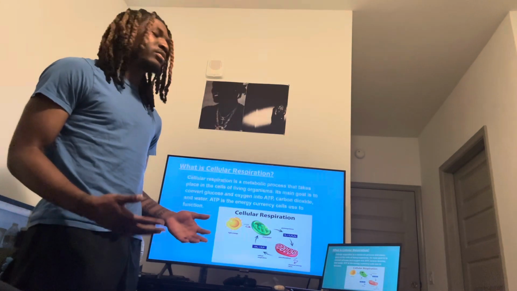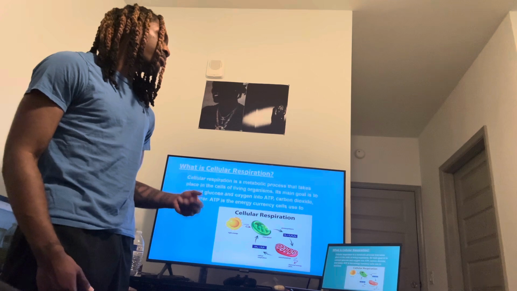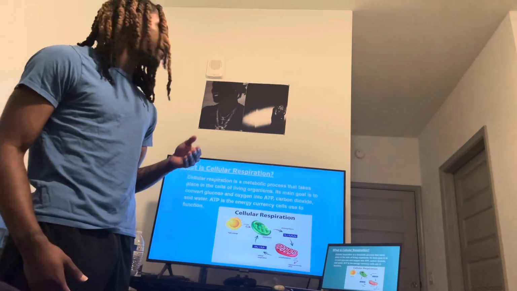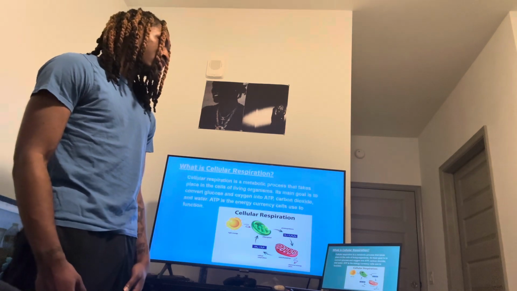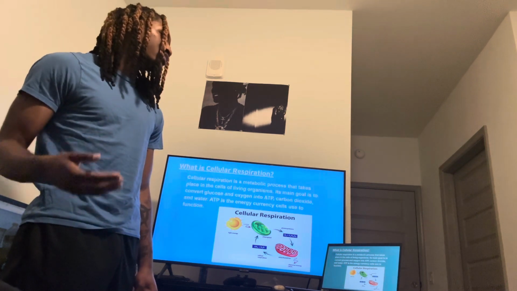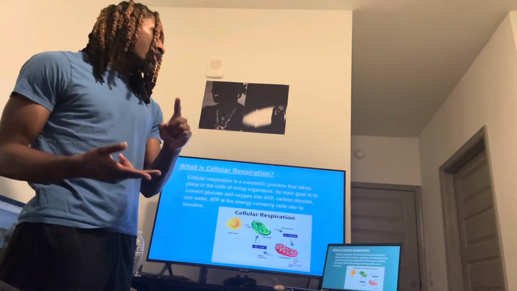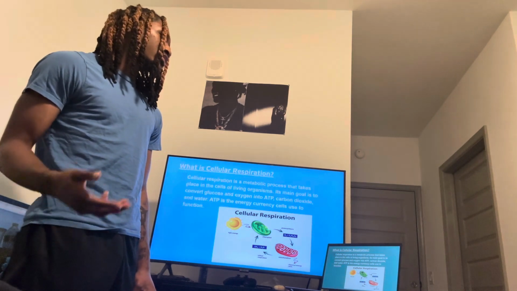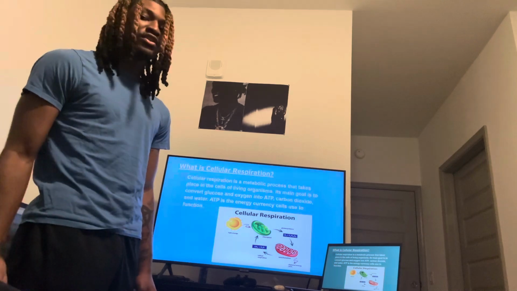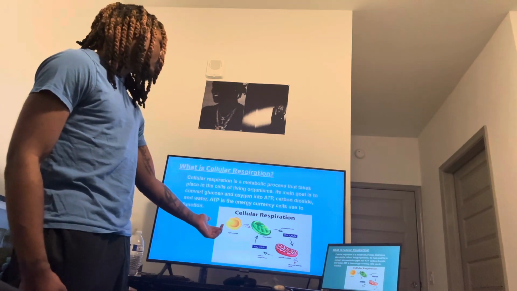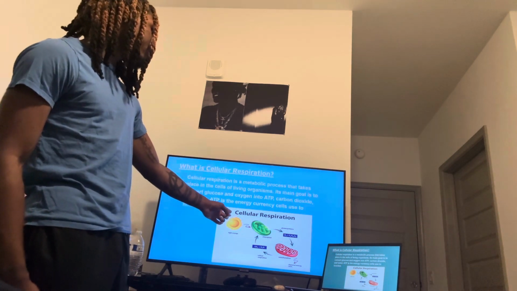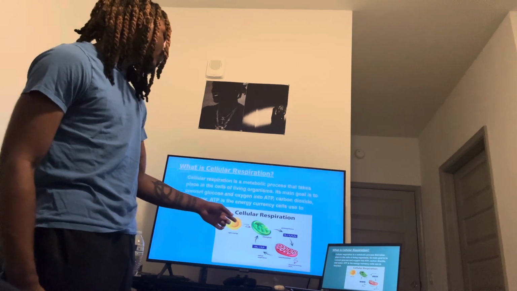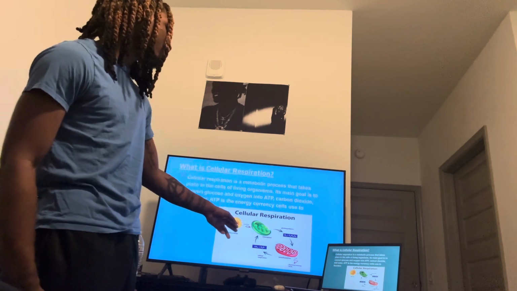What is cellular respiration? Cellular respiration is a metabolic process that takes place in the cells of living organisms. Its main goal is to convert glucose and oxygen into ATP, carbon dioxide, and water. ATP is the energy currency cells use to function. The diagram right here shows the cellular respiration process, how it converts the light energy into the chloroplast, and then everything goes into a cycle.